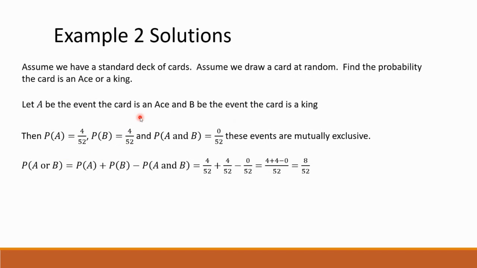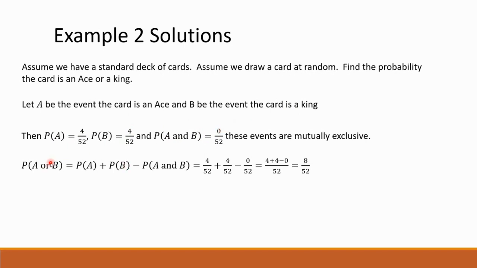And these events, they're mutually exclusive, right? You don't have any cards in there that are both ace and king. You're only one or the other. You can't be both. So because of that, the probability of A and B is 0, which you can just leave as 0. I wrote it as 0 over 52, but if you just write 0, that's fine.